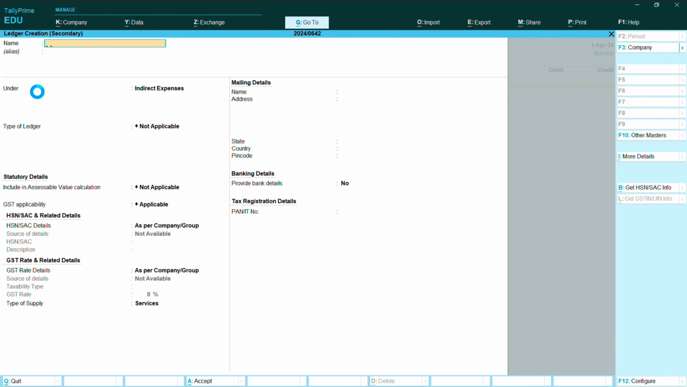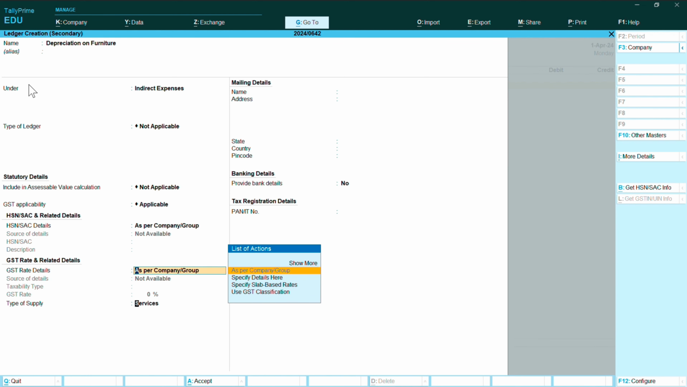And now we are charging depreciation. For charging the depreciation, we first need to make the depreciation account: depreciation ledger, depreciation on furniture ledger, and depreciation on plant and machinery ledger. So let's make it by pressing Alt plus C.